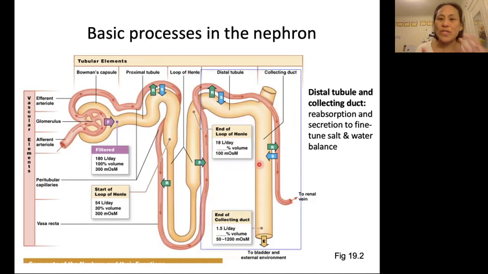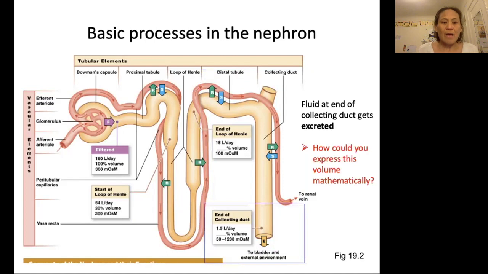Or if we need to change our pH, we're going to do that by secreting or absorbing materials like hydrogen ion or bicarbonate ion in this portion of the nephron, okay? Finally, the fluid that leaves the collecting duct is going to get excreted from the body. Remember, excretion is the fluid leaving the body, okay?